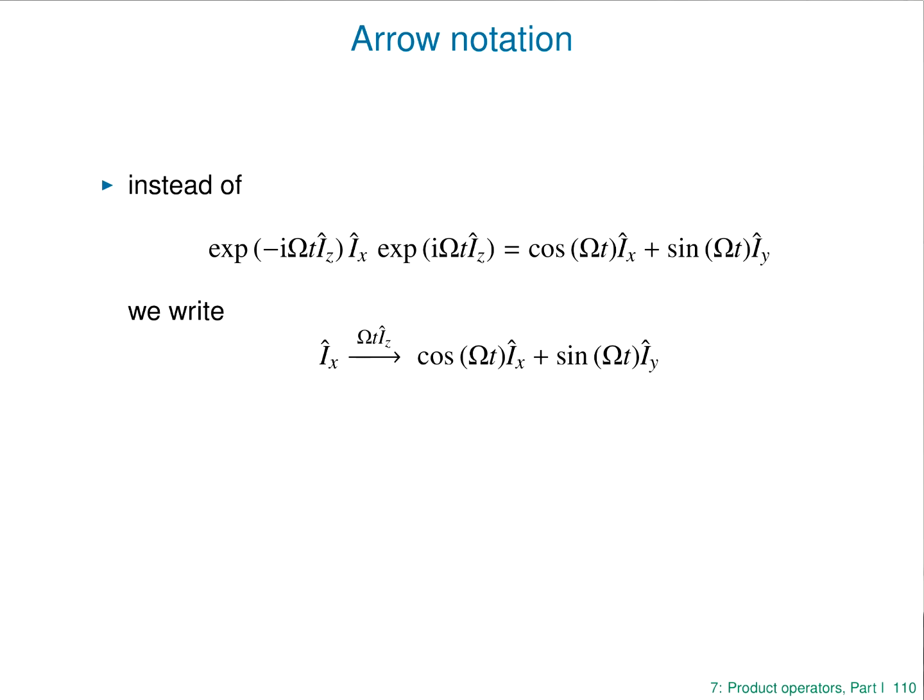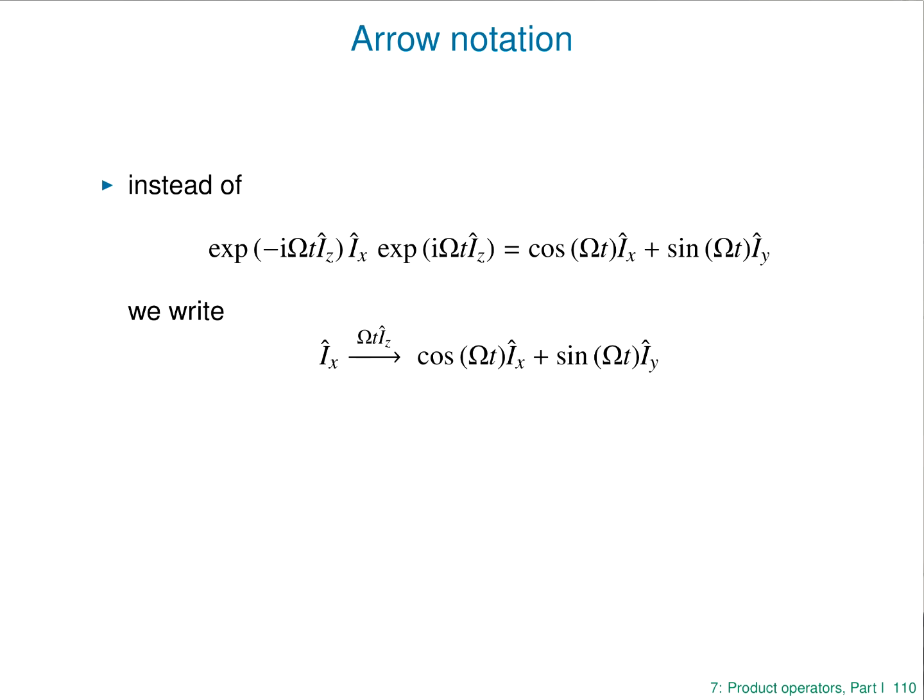So remember, the Hamiltonian in this case is omega Iz. So the Hamiltonian times time is omega t Iz. And the thing on the right is the solution we just came up with. So this arrow notation we will increasingly use.